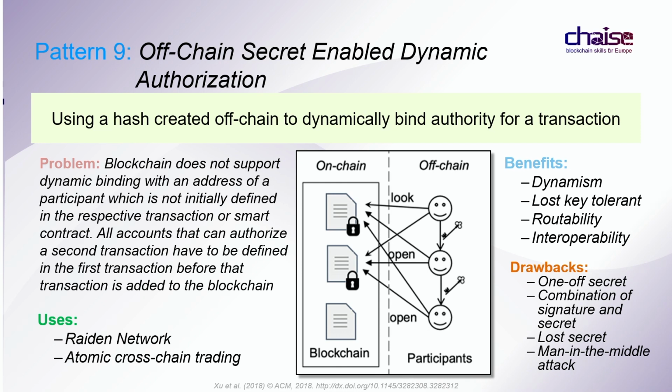Lost secret. The sender initiator of the transaction takes the risk of losing the off-chain secret. If the secret is lost, the transaction cannot be authorized and proceeded anymore. Man-in-the-middle attack. A man-in-the-middle attack is possible when the transaction that reveals the secret is in the transaction pool of miners.